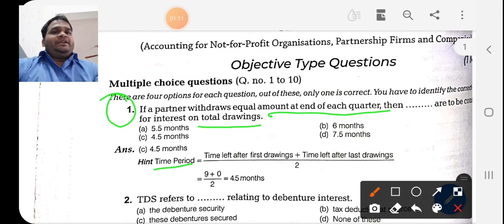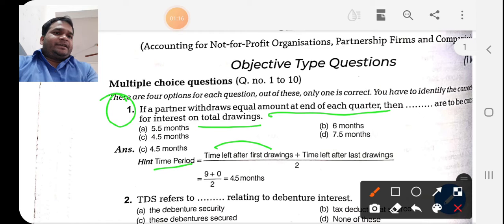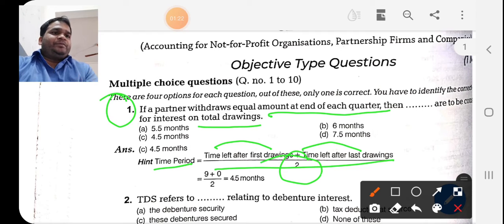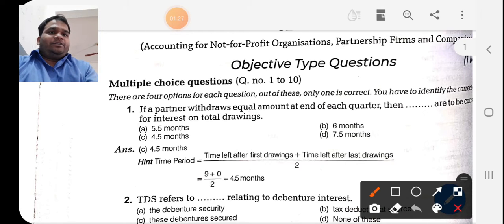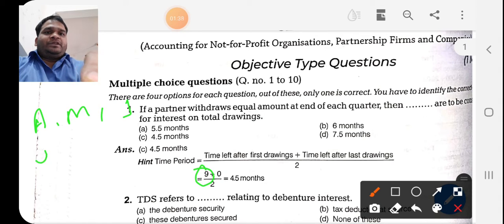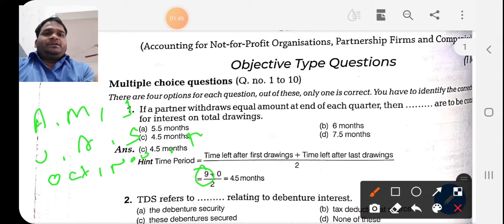To calculate the time period, there is a formula. That formula is: the time left after the first drawing plus the time left after the last drawing, divided by 2. So in this, we have to understand how this 9 came. When a partner is withdrawing at the end of each quarter, see, April, May, June, July, August, September, October, November, December, January, February, March.